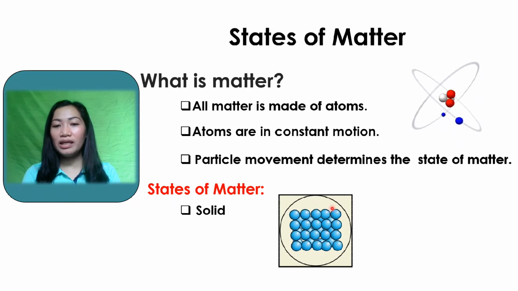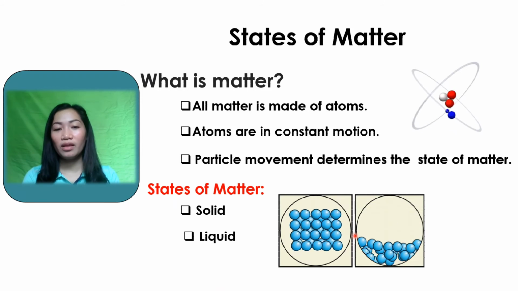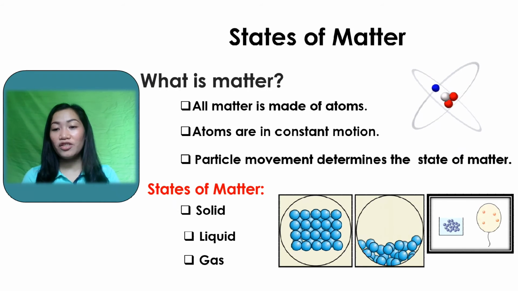We have the solid, meaning the atoms are very close to each other and they have a pattern. They are very compact. And we have also the liquid. In a liquid, the atoms are slightly separated from each other. And we've also learned about the gas. The gas has a very large amount of kinetic energy.